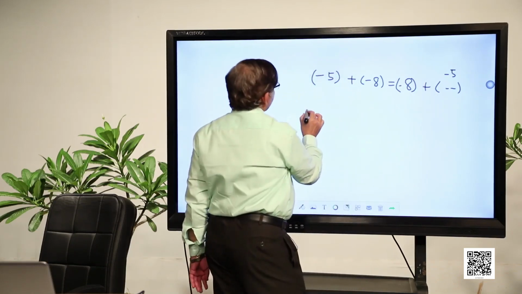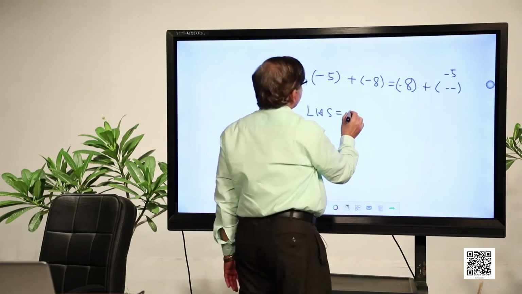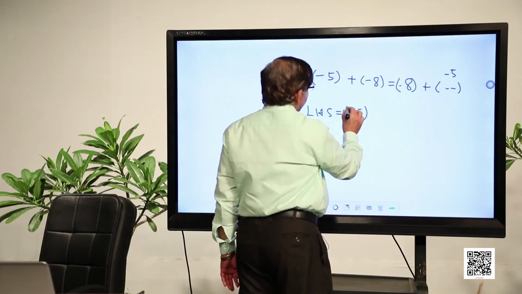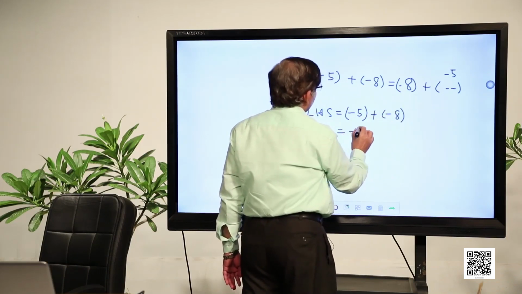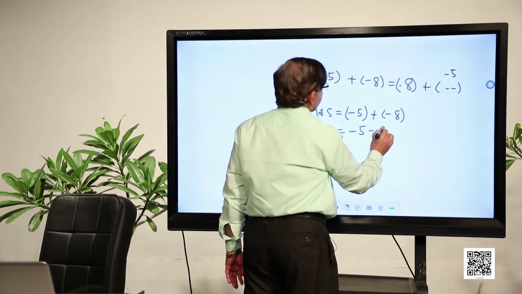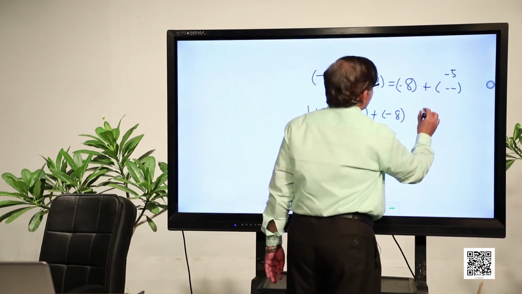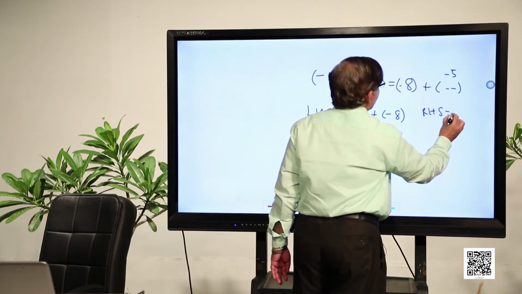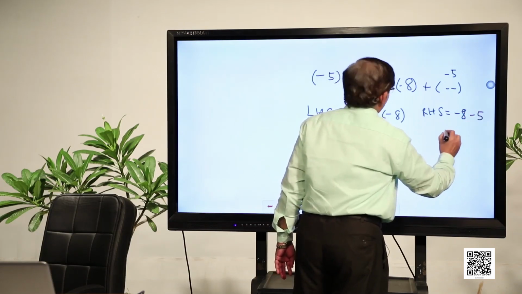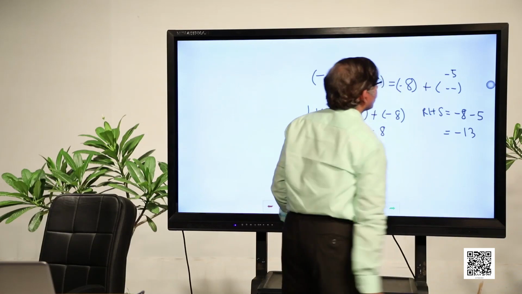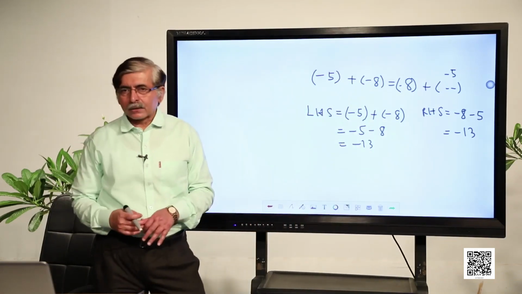So, we will see the left hand side and right hand side, and check whether our observation is correct or not. If it is not, we will try another number. So, this is your minus 5 plus minus 8, this is minus 13, and the right hand side is minus 8 plus minus 5, this is also minus 13. So, we have found that these two are equal, that is why our observation is correct.